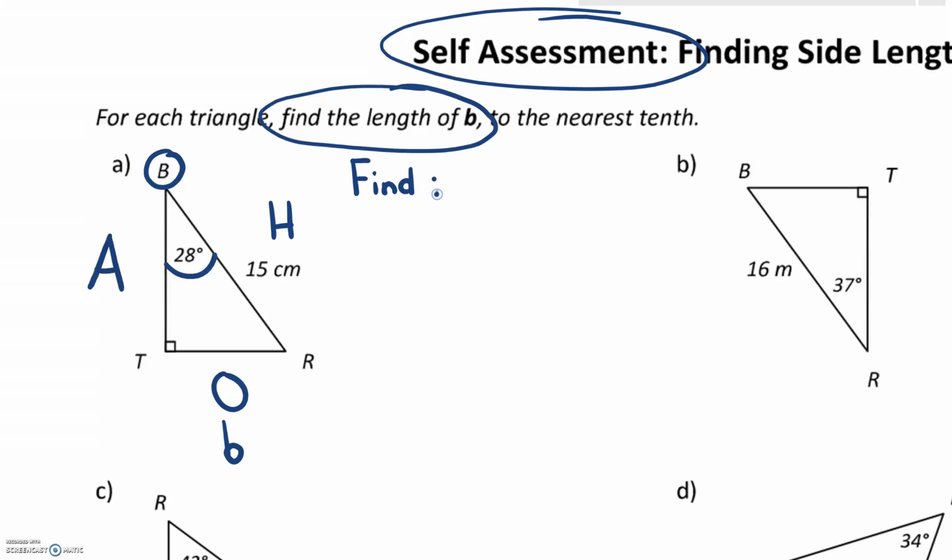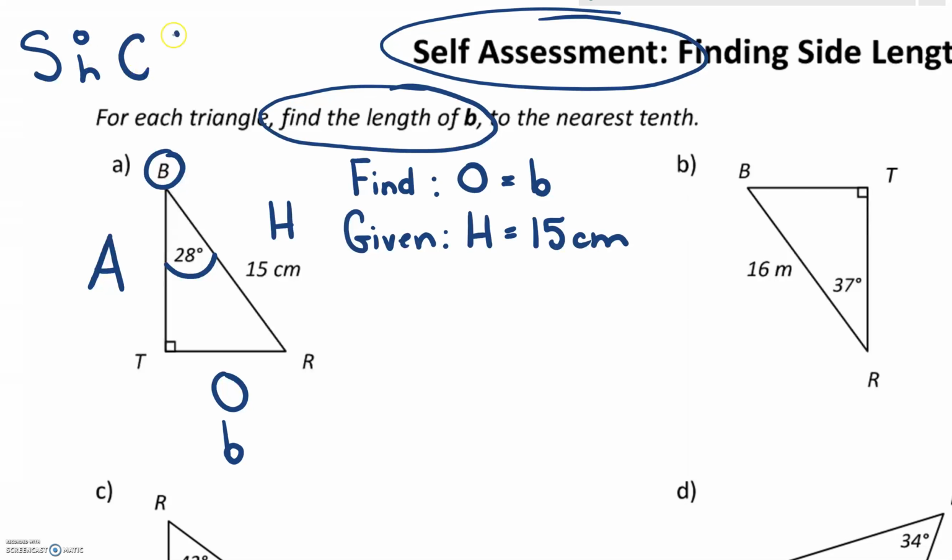So I'm finding lowercase b, which is the opposite, because we already labeled it. I'm given the hypotenuse. As you can tell, the adjacent has no value. So we're given the hypotenuse, which means that when I have O and H, and I write down SOHCAHTOA, I know that O and H is the sine ratio.